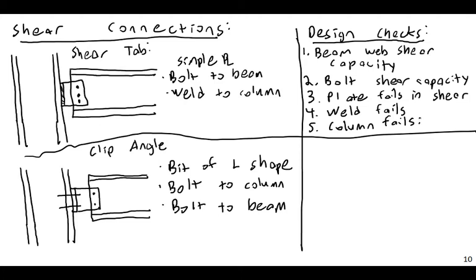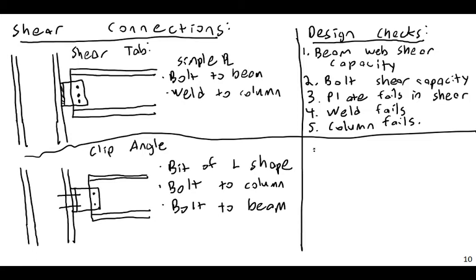And again, this is where engineers become accountants, because you essentially need to check each and every one of these things. You need to start saying, okay, if my connection needs to carry this much shear, what is the shear capacity of the beam here? What is the shear capacity of the bolts? What is the shear capacity of the clip angle here? What is the shear capacity of the weld? And what is the tear-out capacity of the column web? You need to check all of these things, and whichever one of those is the smallest design value, that is the shear capacity of that connection.